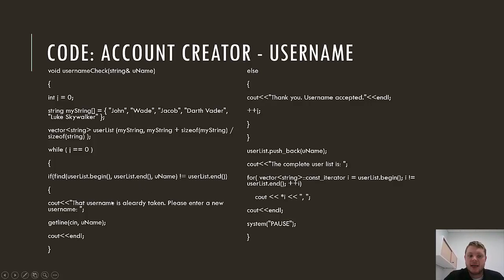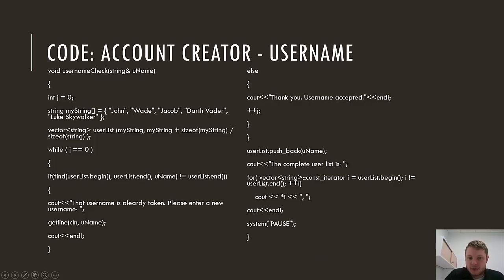If it does, then it tells the person applying for an account that the username is already taken and prompts them to enter a new one. If the username they supplied is not a duplicate, then their username is added to the list. You see that with the pushback call here, and their username is added to the last spot in the list, or in the vector.